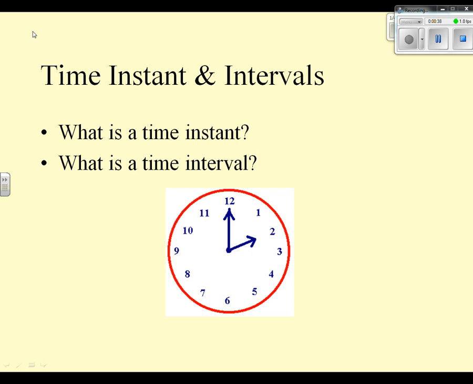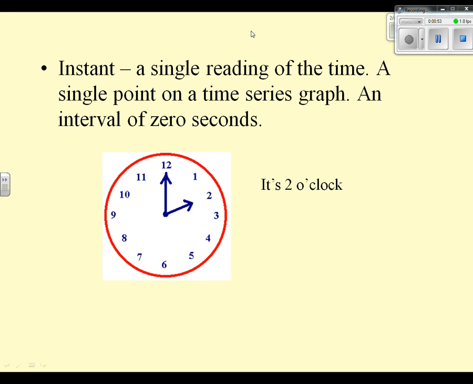Okay, so would it be a stretch to say that a time instant involves only one look at the clock, whereas a time interval requires two looks at the clock? Does that seem fair? Reasonable? An instant, a single reading of the time. A single point on a time series graph. An interval of 0 seconds. You look at your clock, your watch, your phone, it's 2 o'clock.